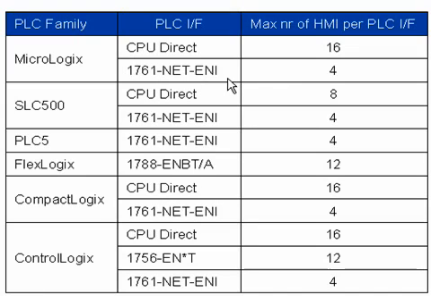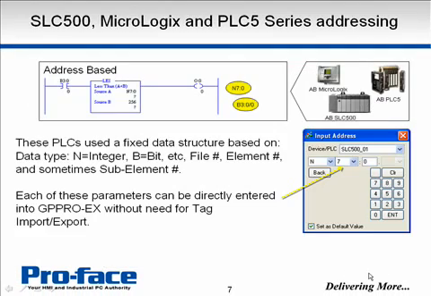I would recommend though that these are guidelines for maximum connections. The performance level will vary widely. We've noted that particularly some of the MicroLogix do not have great response over Ethernet, and you really want to either try that out or consult with Proface support if you're considering putting a large number of Allen Bradley PLCs onto a Proface HMI using Ethernet IP. So let's go back to the traditional addressing modes used on PLC 5 through SLC 500 and MicroLogix.